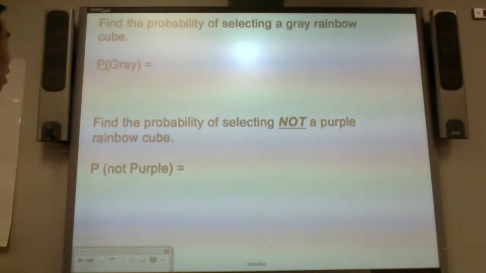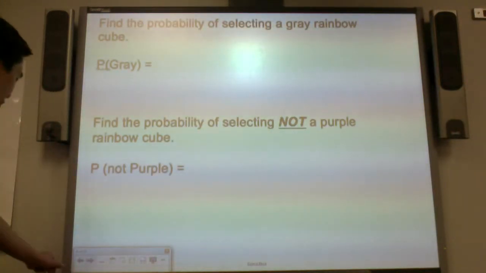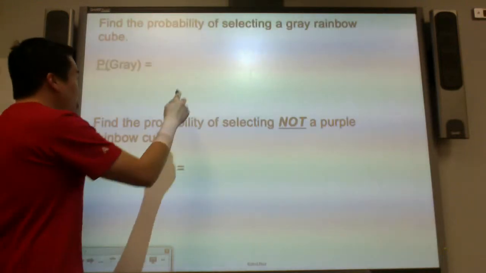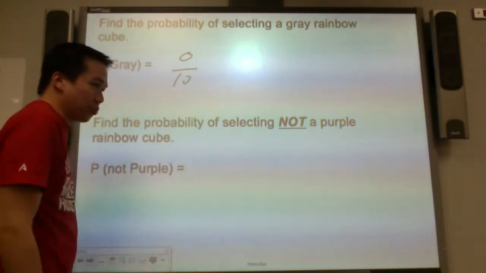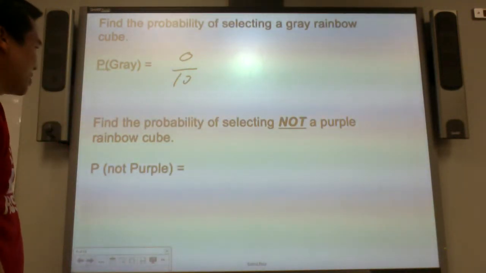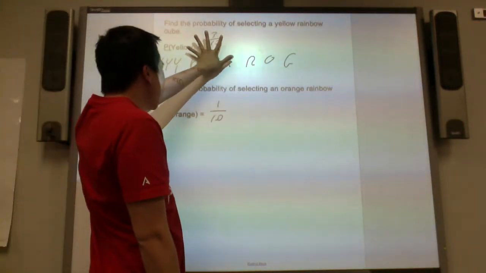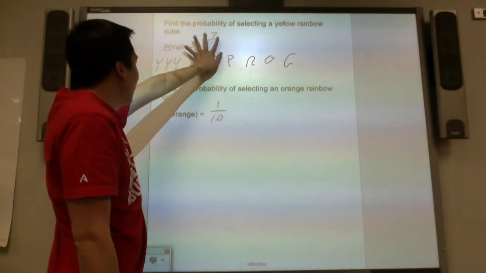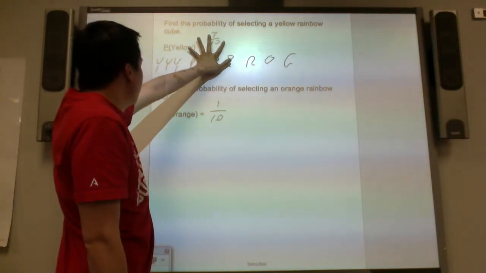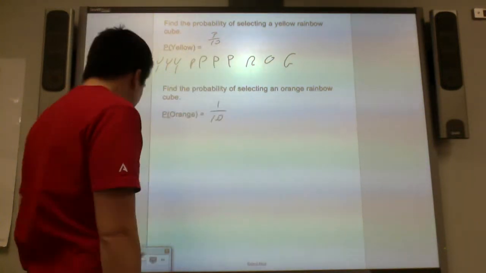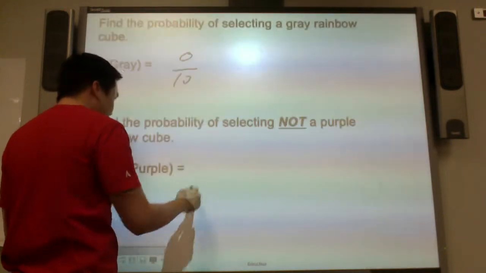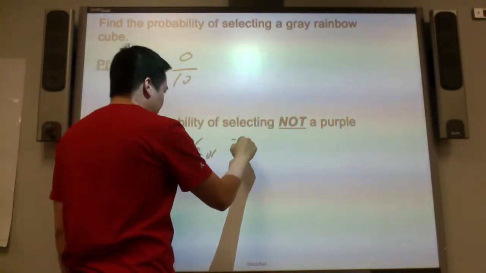Next one. Find the probability of selecting a gray. Are there any gray pieces here? No, there are not. 0 out of 10 or 0% of that ever happening. Find the probability of selecting not a purple. I do not want purple. So if I do not select purple, there is a 1, 2, 3, 4, 5, 6 out of 10 chance of that happening. Or 3/5.